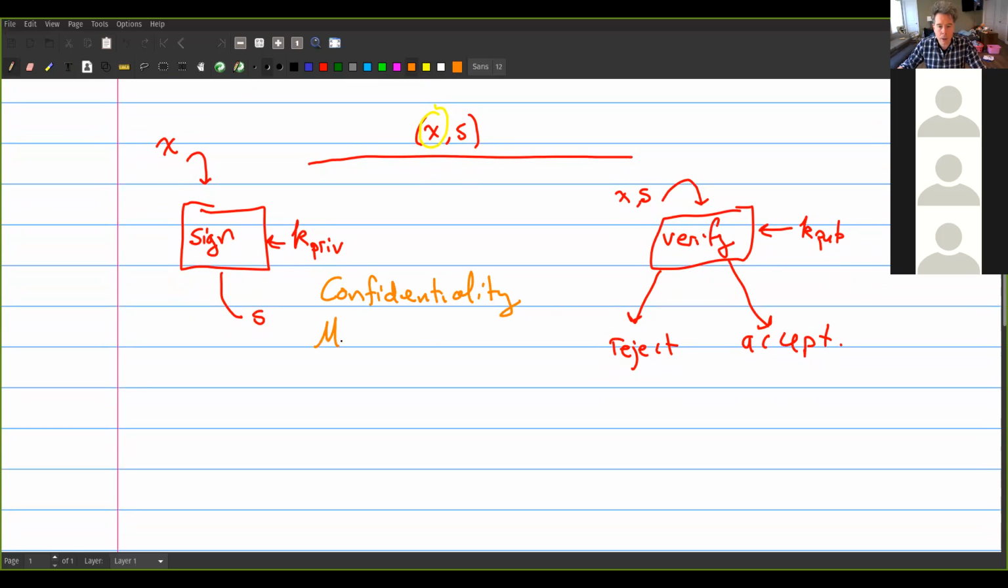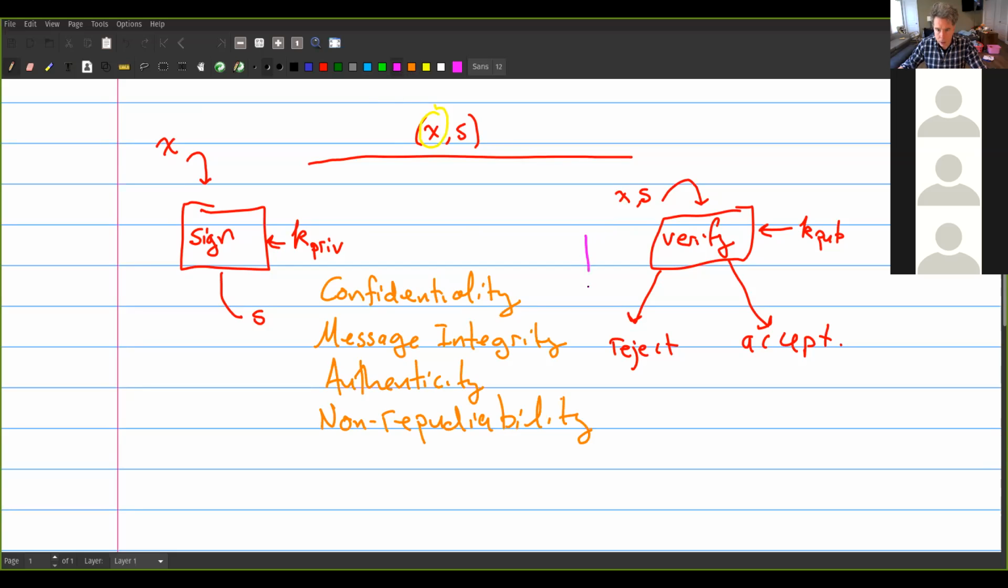But then there is message integrity, which is also important. And there's message authenticity. And there is non-repudiability. We've spent most of the course talking about AES and other ciphers. Ciphers ensure confidentiality, but not any of the other things. But digital signatures provide these three things.